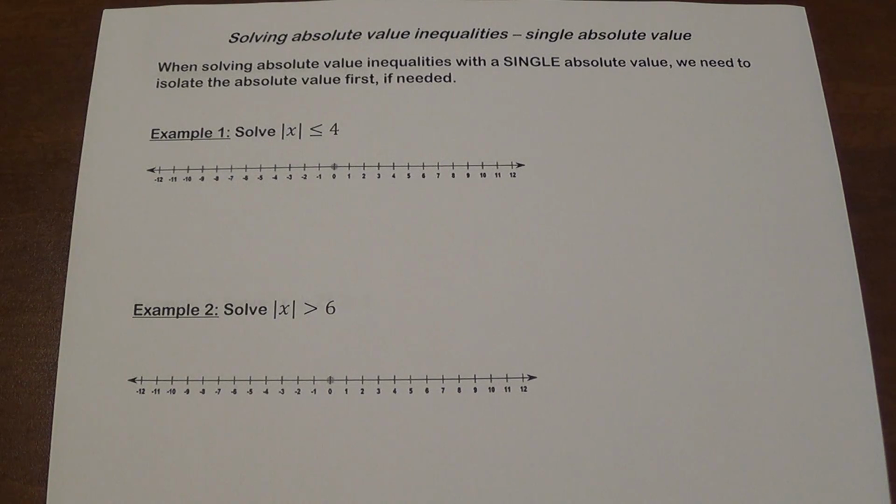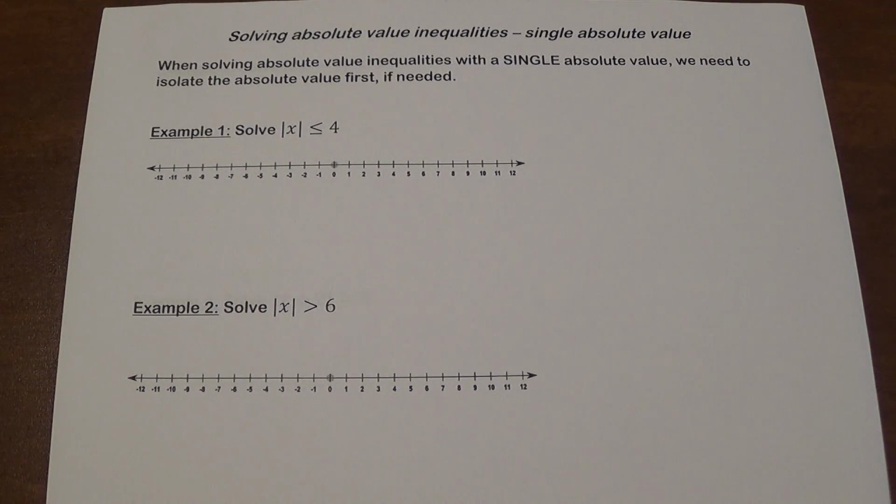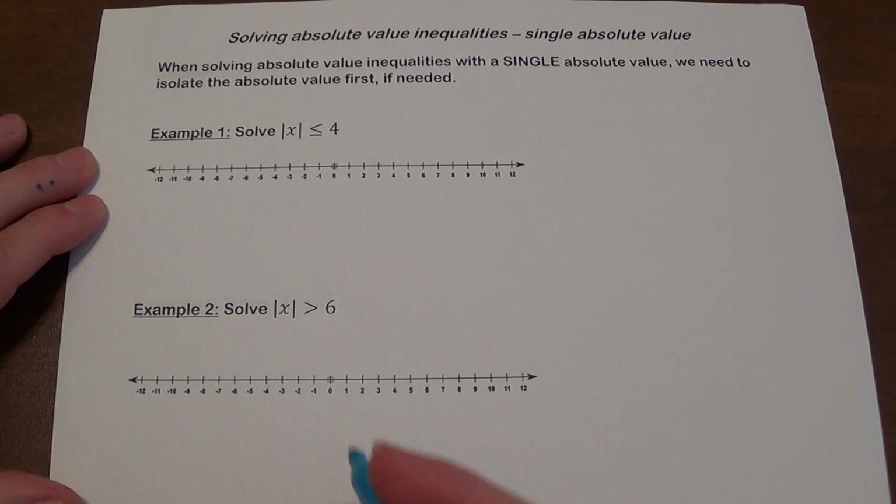Hi, in this video we're going to talk about how to solve absolute value inequalities that have a single absolute value expression. So what we are going to do is take a look at a couple of simple examples first. So what does it mean when the absolute value of x is less than or equal to 4 in example 1?